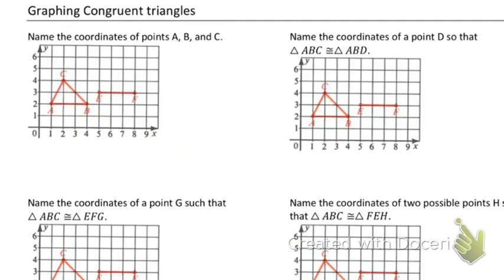So if I have to name A, B, and C, A is going to be the point, well, it goes 1 over on the x, up 2 on the y. So our A is going to be 1, 2. The B value is going to be over 4 on the x-axis, up 2, so it's going to be the point 4, 2. And finally, our C value is going to be over 2, up 4, so it's going to be 2, 4.